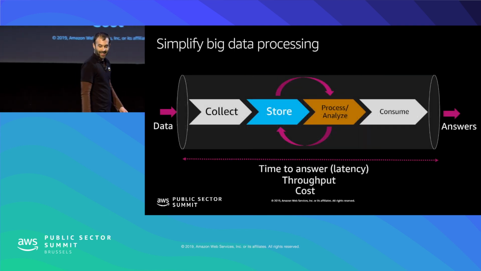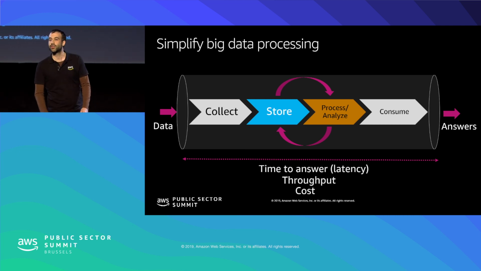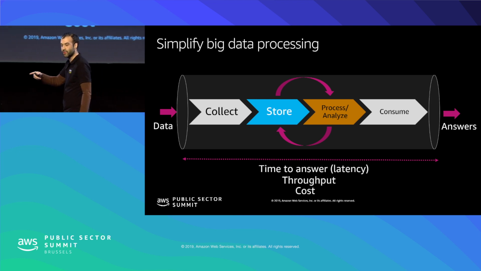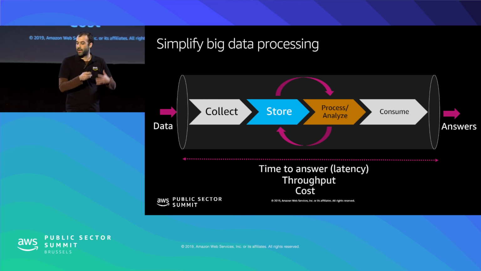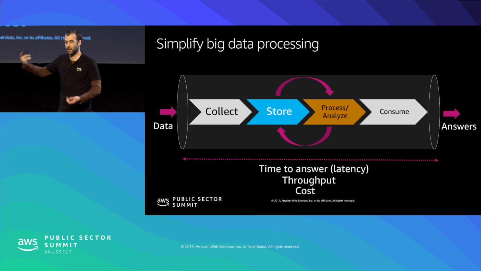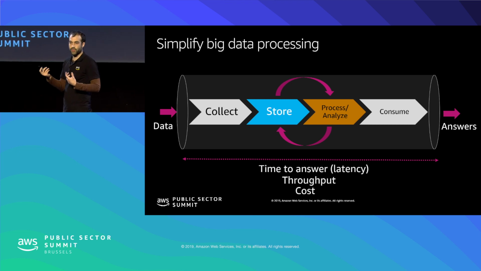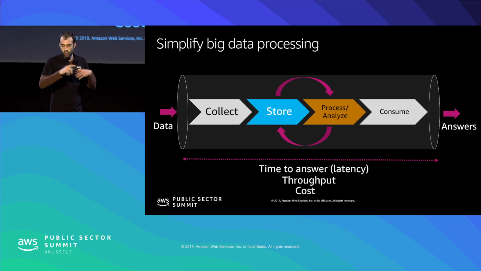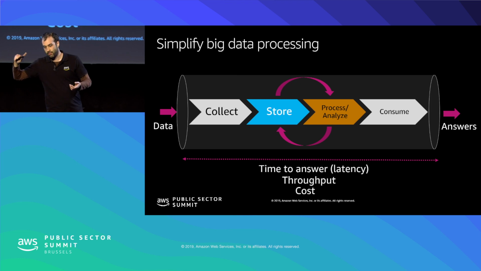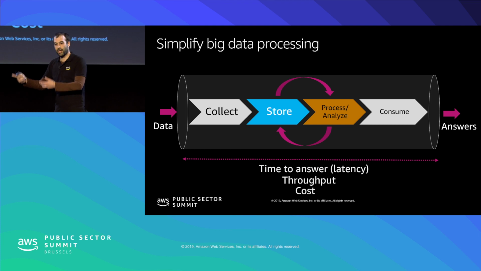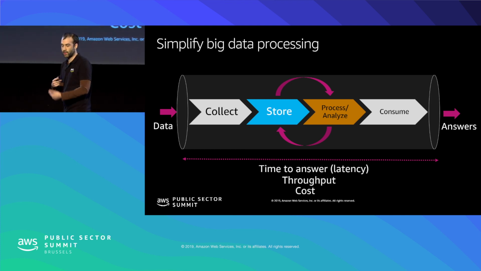OK. Now let's move on to the simplification of big data processing. What we're going to do now is go through each and every step. The steps are collection, storage, process, and consumption. You see those arrows, it doesn't have to be a waterfall process, right? You could store the data, then analyze the data, then you can take the processed data set, store it back, and then analyze. So it's kind of iterative as well.